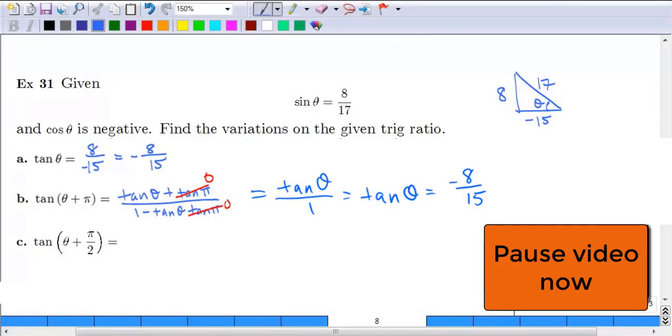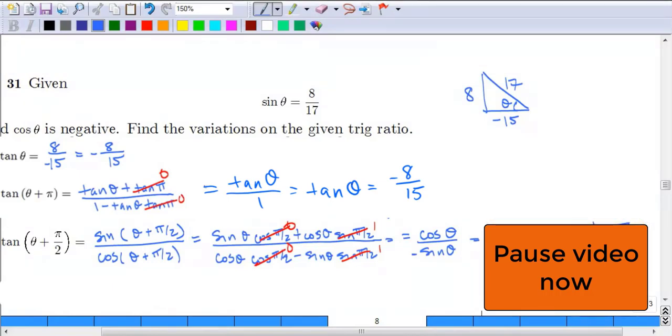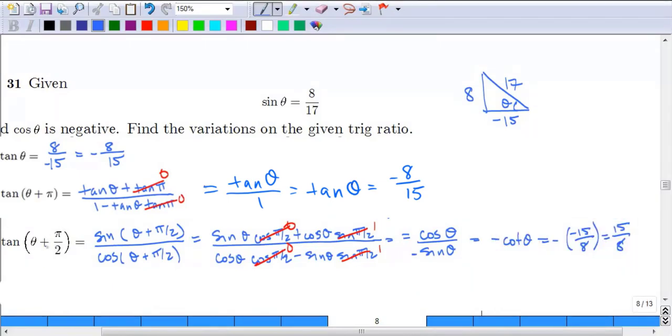So I want you to pause the video here and try the last example. So again, with this one, if you started off trying to just use the addition and subtraction formulas, you find that you end up with some undefined stuff, so you have to rewrite it as sine and cosine. Again, we can go through and simplify. We end up with cosine over negative sine, which is really negative cotangent, and negative cotangent is the reciprocal of negative tangent. So you can just plug in the reciprocal here as -15/8, and then it was negative out front, so we end up with a +15/8. Again, you could have plugged in cosine and sine here if you wanted to. Multiplied by the reciprocal, you'd end up with the same number.